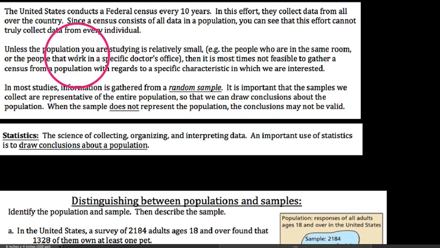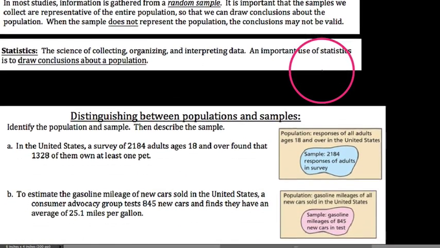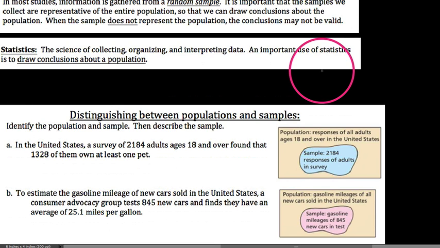So something I mentioned here is that unless the population you're studying is relatively small, for example, the people that are in the same room as you or the people that work in a specific doctor's office, then most times it's not feasible to gather census information from an entire population because you're just not going to get everybody's data. And so what we're going to focus on instead is collecting data from a sample. Of course, you would take a sample from an entire population and try to form an opinion about the population. So let's start by talking about this idea of a sample.